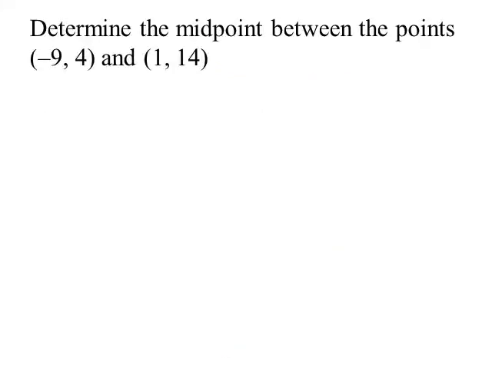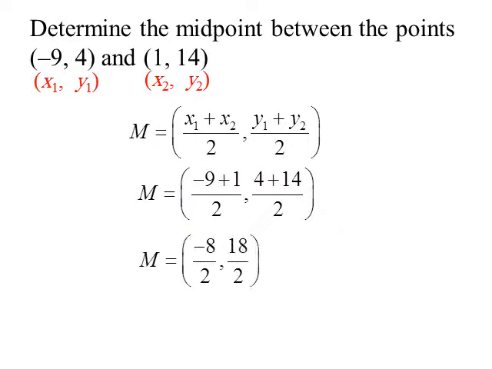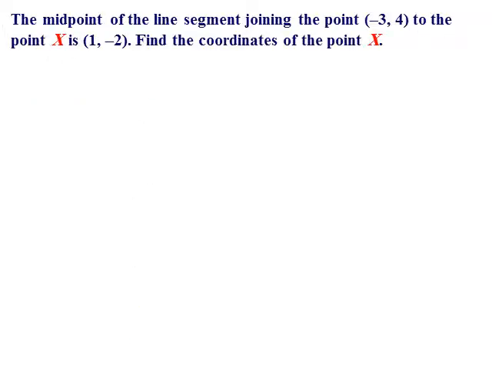The two ending points of the line are (-9, 4) and (1, 14). I'm going to rename the two points (x1, y1) and (x2, y2). Apply the rule M equals x1 plus x2 over 2, y1 plus y2 over 2. That means -9 plus 1 over 2 and 4 plus 14 over 2. Finally, it will be -8 over 2 and 18 over 2, which means (-4, 9).